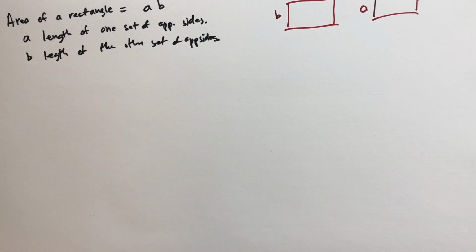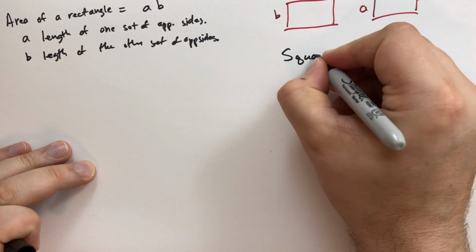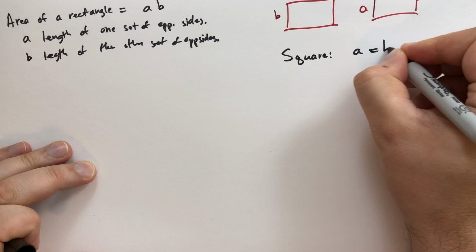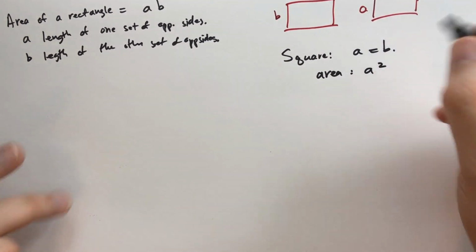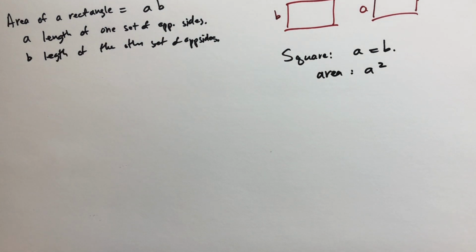A square, obviously, you know what a square is. In a square, the length of A is equal to B, and so the area is just the length of one side squared. So you don't have to worry about pairs of opposite sides or anything like that.